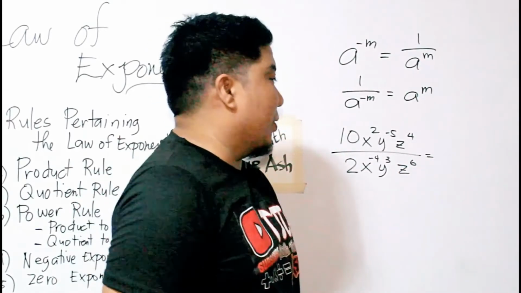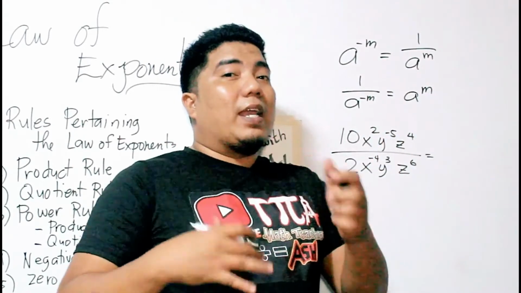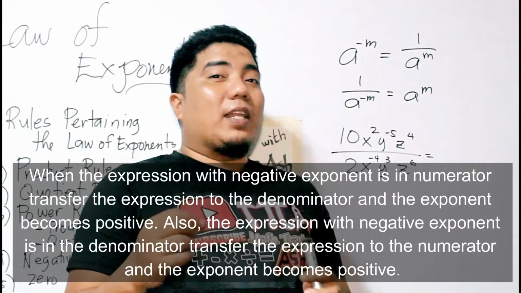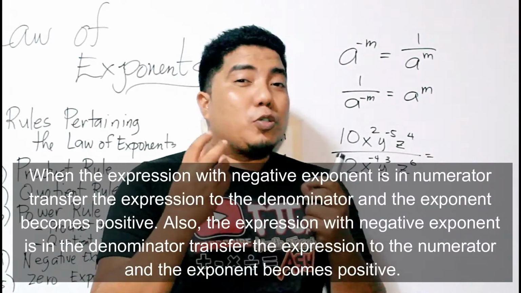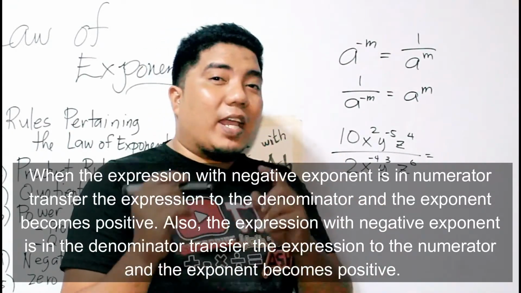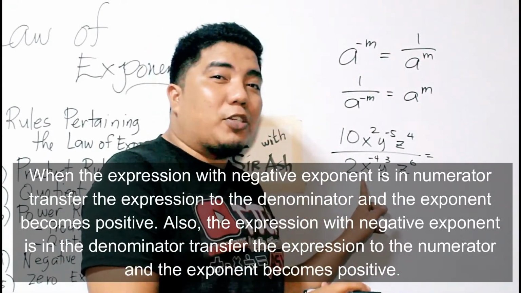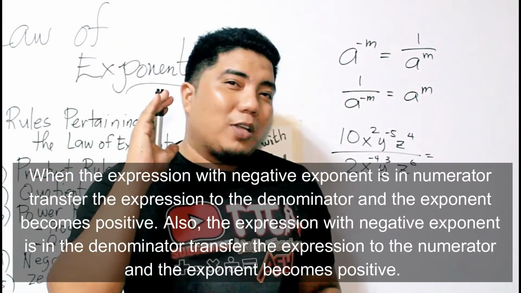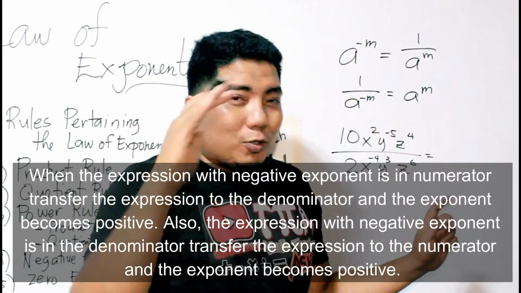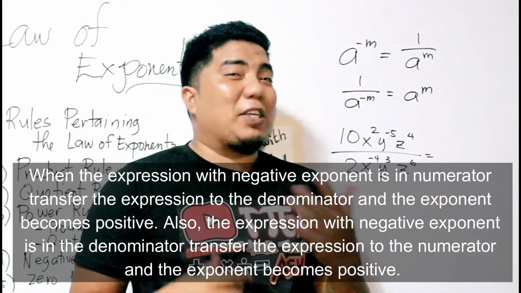So what is the final answer? Since in this example you see negative exponents, I will teach you one trick. If you see a negative exponent, you just transfer it to the other side. If the negative exponent is in the denominator, you transfer it to the numerator. If the negative exponent is in the numerator, you transfer it to the denominator, and vice versa.